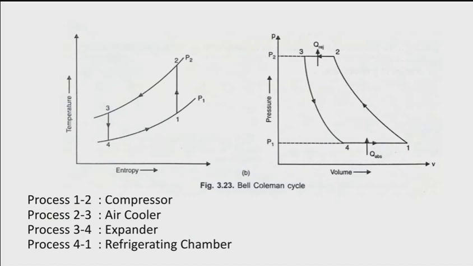So you can see that there are mainly four essential parts. In process 1 to 2, in the compressor, the warm air leaving the refrigerating chamber at stage point 1 enters the compressor, where it is compressed isentropically.